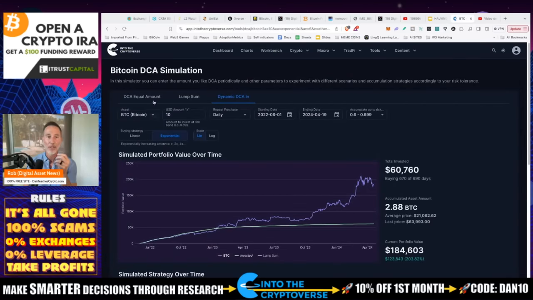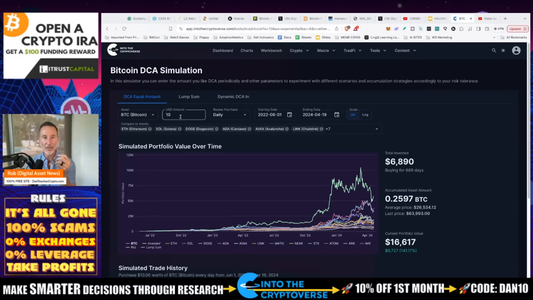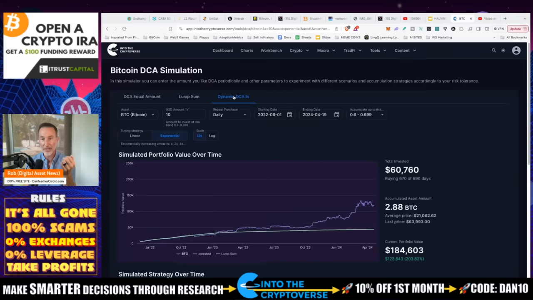Check this out. If you did a DCA of equal amounts, you put in 10 bucks a day, starting on, I just picked June 1st, 2022. We could have done January 1st, but I just picked an arbitrary day. You can do this on Ben's website. This part's free. I said, okay, 10 bucks of Bitcoin, and I end on yesterday. For Bitcoin, I invested roughly 7,000 bucks and I got back 16,617. That's a 141% increase.